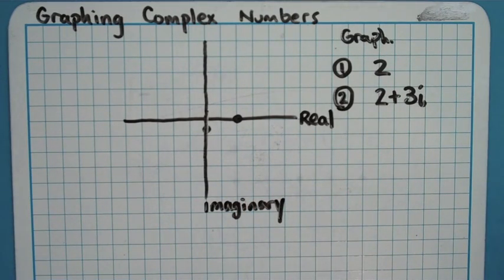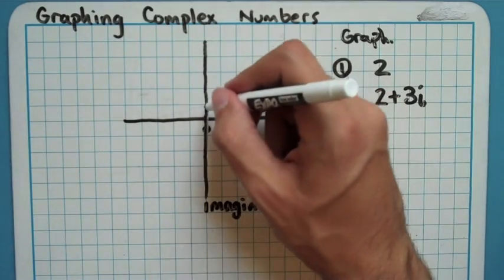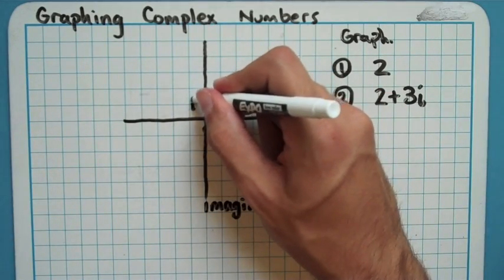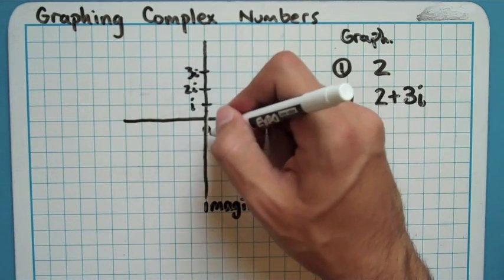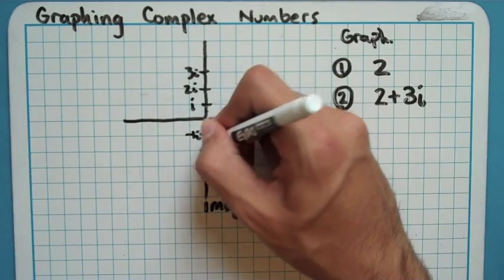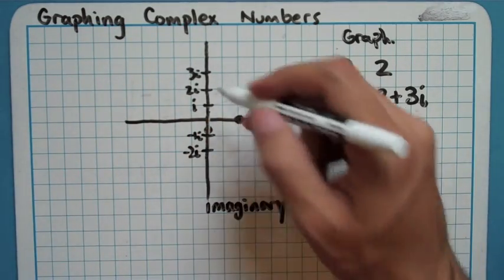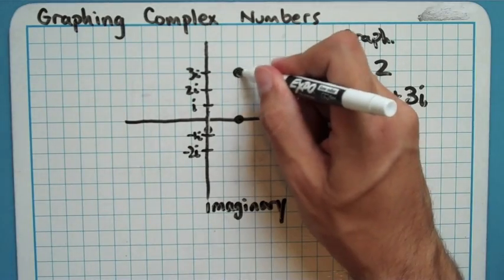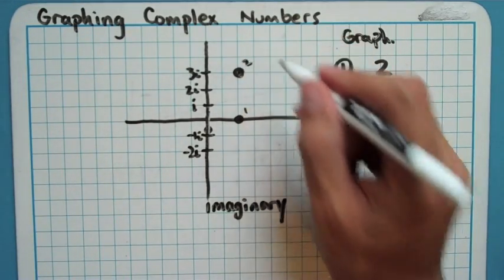So 2 plus 3i, the real part is at 2, but the 3i part, it really does work just like plotting points. That's 1i, this would be 2i, this would be 3i, this would be negative 1i, negative 2i, just like we would do with regular points. So 2 plus 3i would be right there. So this was number 1, this is number 2.